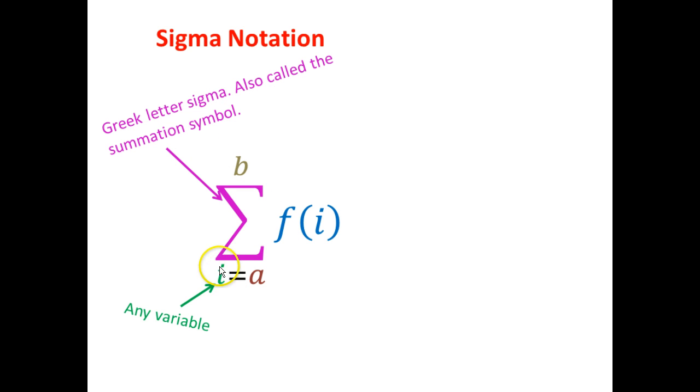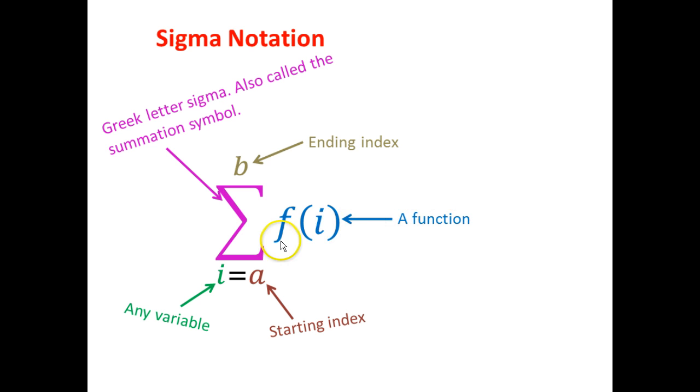The i could be any variable. A is the starting index, and that'll be a number. B is the ending index, and that'll be another number. And then the function, and the function should use the same variable as this variable.